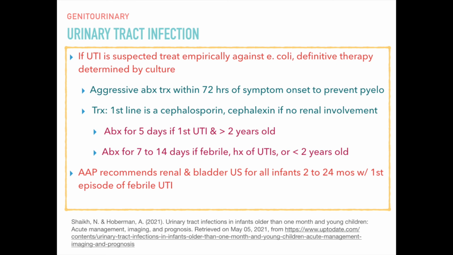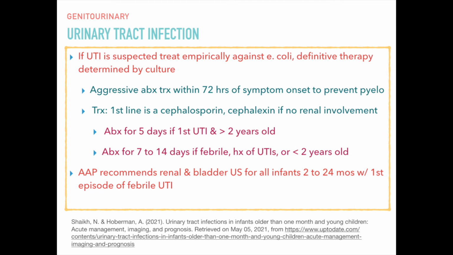If we suspect that our pediatric patient has a urinary tract infection, then we want to treat empirically against E. coli and wait for cultures to come back. Aggressive antibiotic treatment is because we're trying to prevent pyelo from occurring in these patients. The first line treatment is a cephalosporin, cephalexin if there's no renal involvement.